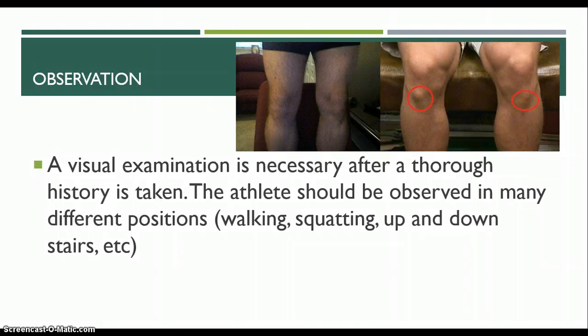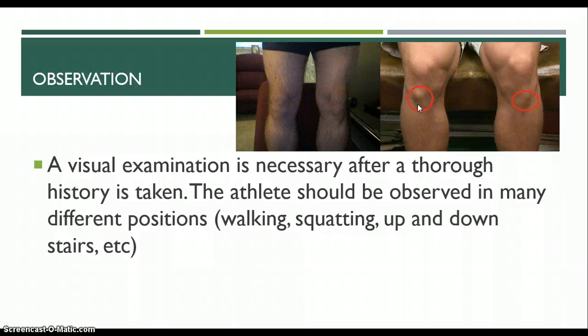The next step in the HIPS or HOPS method is to observe your patient. You ought to observe your patient walking, squatting, and going up and down stairs, in as many positions as you can observe them to get the best evaluation. In this above picture, we are observing the tibial tuberosity of our patient. As you can see in this picture, the tibial tuberosity is protruding, showing Osgood-Schlatter, something that can indicate severe patellar tendonitis or another series of things.